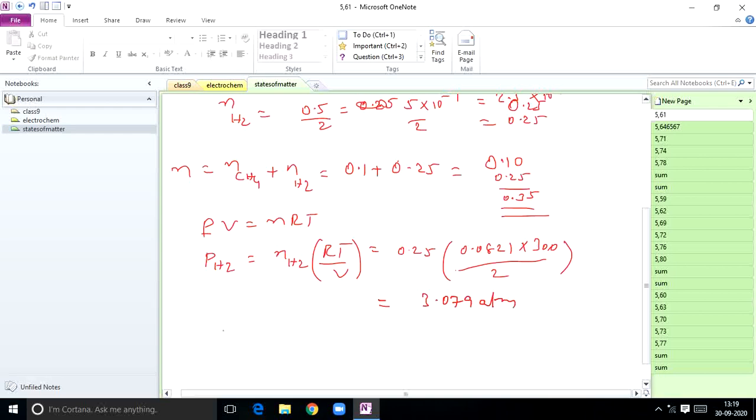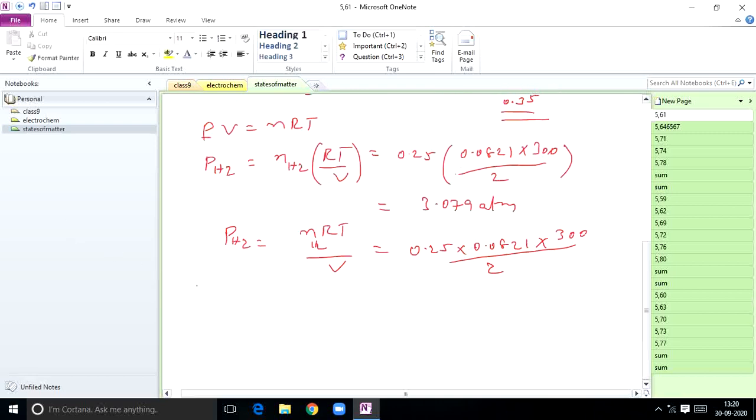Next, partial pressure of hydrogen is equal to nRT by V, where n is the number of moles of hydrogen. So number of moles of hydrogen, how much? 0.25 into 0.0821 into temperature, how much given? Same temperature, I think so, 300 by volume, same volume, 2. So solve this one, and finally partial pressure of hydrogen, you will get 3. See here, partial pressure of hydrogen you are calculating.